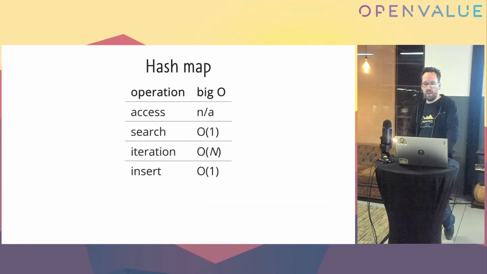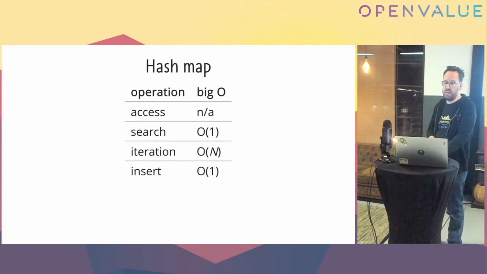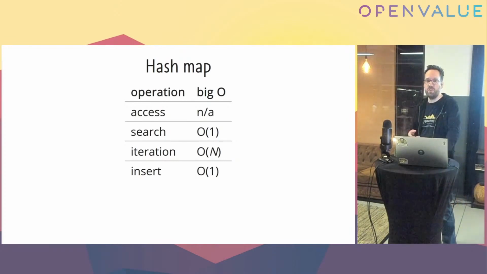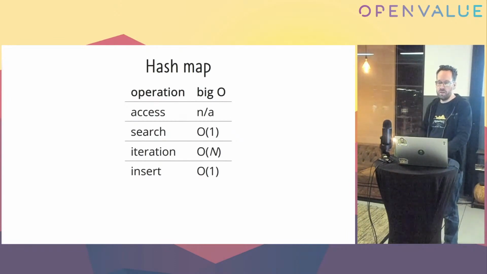But this one has a very nice profile of big O's. Access and search, again, is basically the same. It has order n. And inserting something also has order n. You basically have to only calculate the hash code and put it in, and you're done.